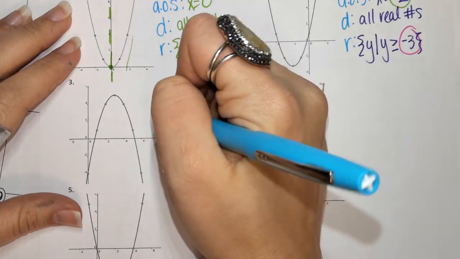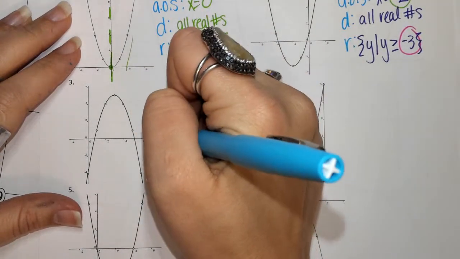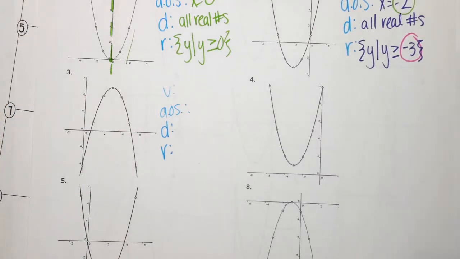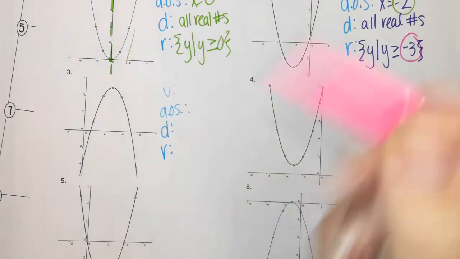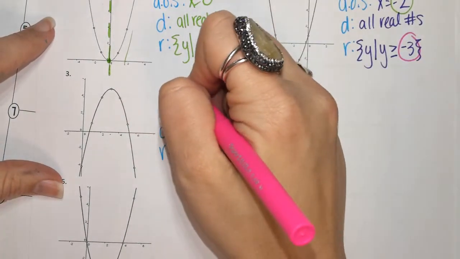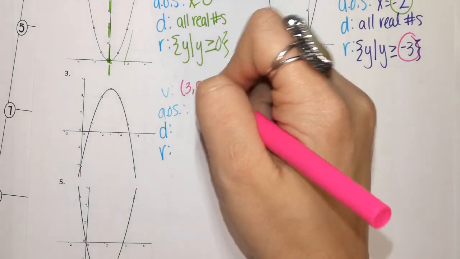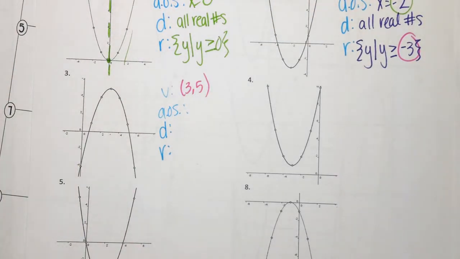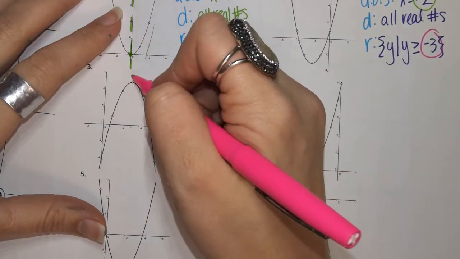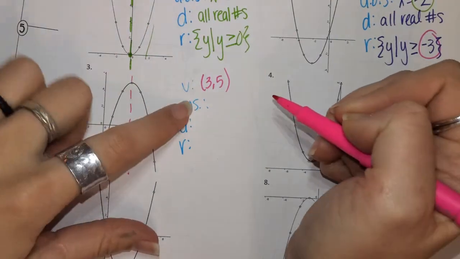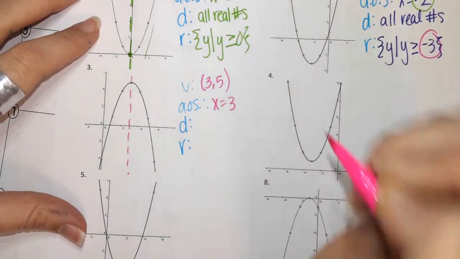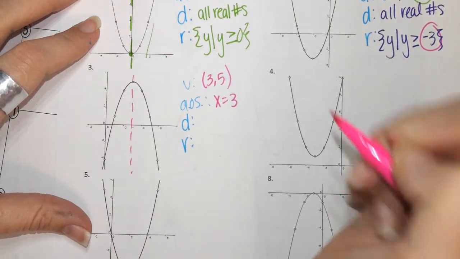Alright, so vertex, axis of symmetry, domain, and range. So our vertex, we would go right 3, and then up how many? 5. Alright, so our vertex is at 3, 5. Good. Now our axis of symmetry is where it cuts it in half. So where is this graph cut in half vertically? 3. x equals 3.